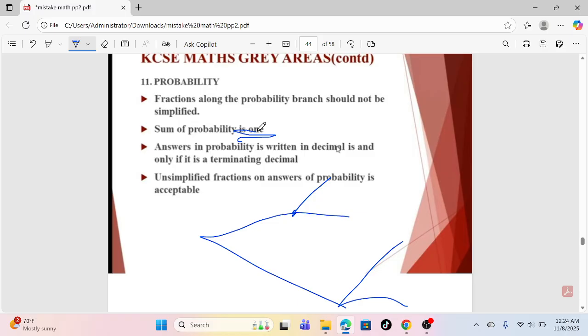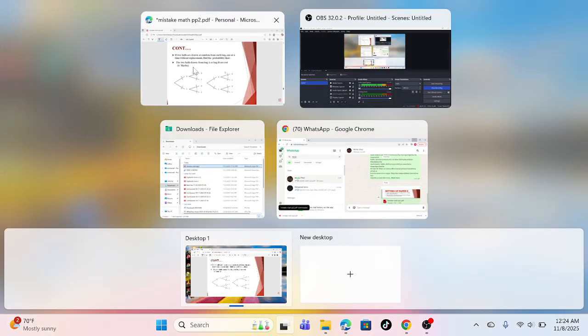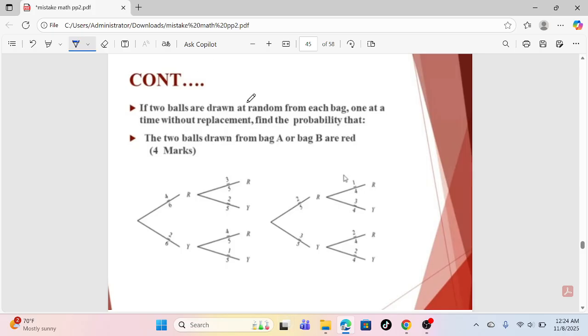1. Answer of probability is written in decimal if and only if it is a terminating decimal. So a simple fraction as answer of probability is acceptable. So probability fraction yake unaweza acha simplified or unsimplified. Me I prefer the unsimplified one because it is acceptable for all categories. So this is what I was telling you.